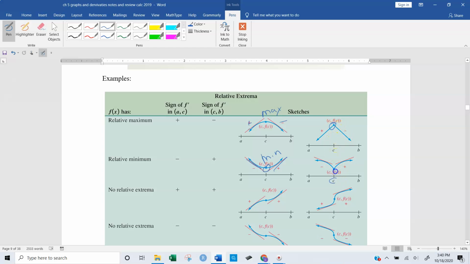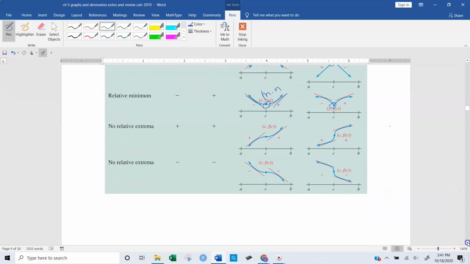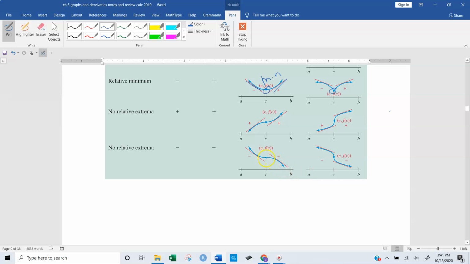It could also come to a sharp point. Again, no derivative at that point, so it doesn't exist, but it is still a min. Here, if they are both positive, then it is not a min or a max. It's more like an inflection point. Again, here, both positive, same direction, nothing happening. When we go this way, if they're both negative, so if they match, again, this is not a min nor a max. Same thing here. It's either an inflection point or it does not exist.